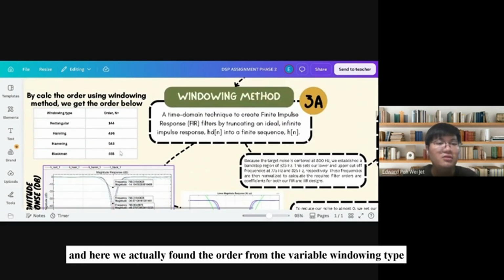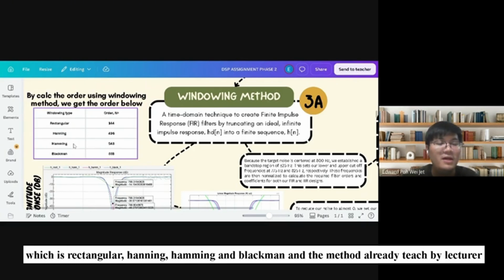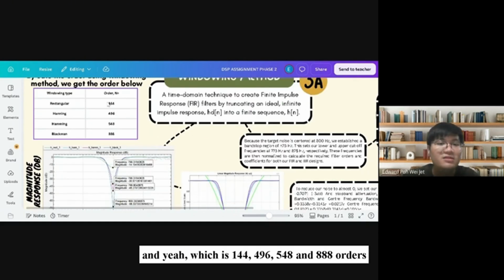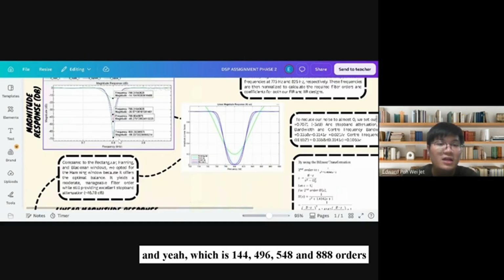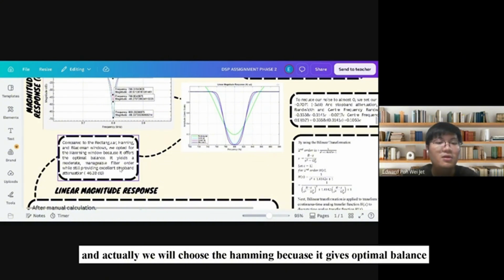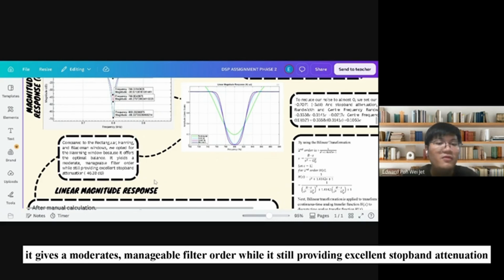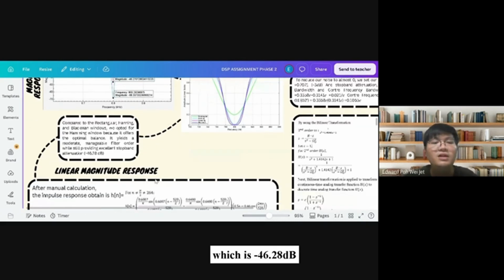Here we found the order for the rectangular, Hanning, Hamming, and Blackman windows, using the method already taught by our lecturer. These are 144, 496, 548, and 888. We will choose the Hamming window because it offers the optimal balance. It gives a moderate, manageable filter order while still providing excellent stopband attenuation, which is negative 46.28 decibels.